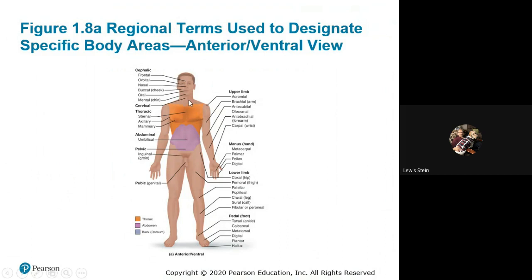Nasal is the nose region. There's a nasal bone. That's up here. That's the bridge of your nose. Buccal means cheek. So you have buccinator is the name of these muscles. So typically buccal, oral is mouth. Ocular would be eye, another word for it. Mental is chin. I don't know what the derivation is. It's just one of those just because it is.